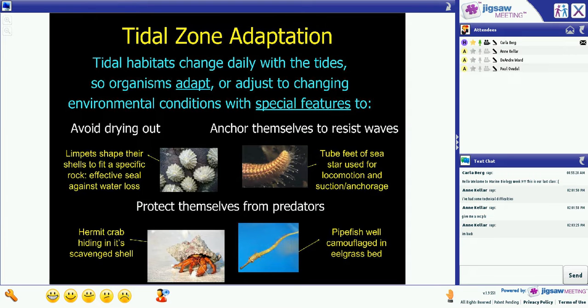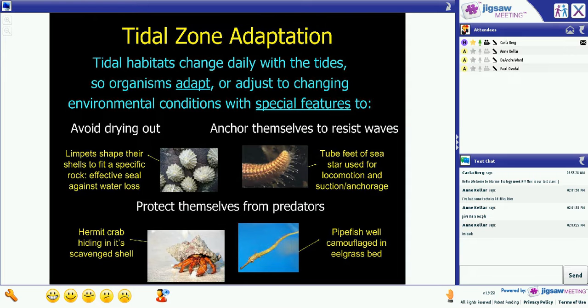Now these organisms also need to protect themselves. So on the bottom we have a picture of a hermit crab. The hermit crab is hiding in a shell. That's what it uses for protection. If something comes and is seen as dangerous, the hermit crab will curl up right inside of his little or big shell. There are also pipefish. Pipefish are a very thin, greeny, browny color, and they camouflage very well in eelgrass.